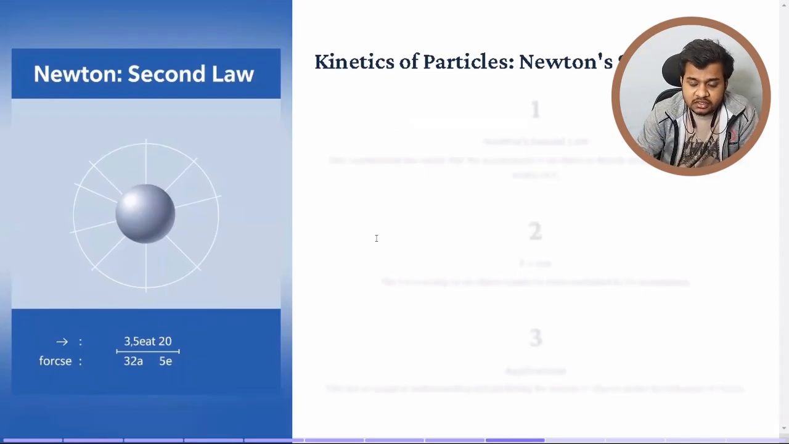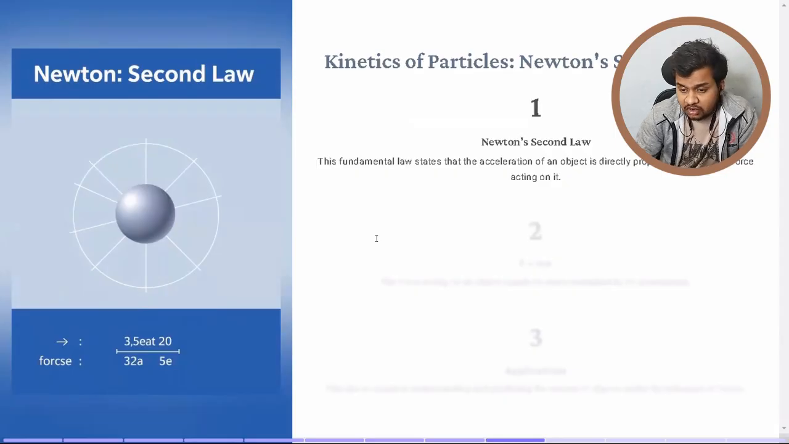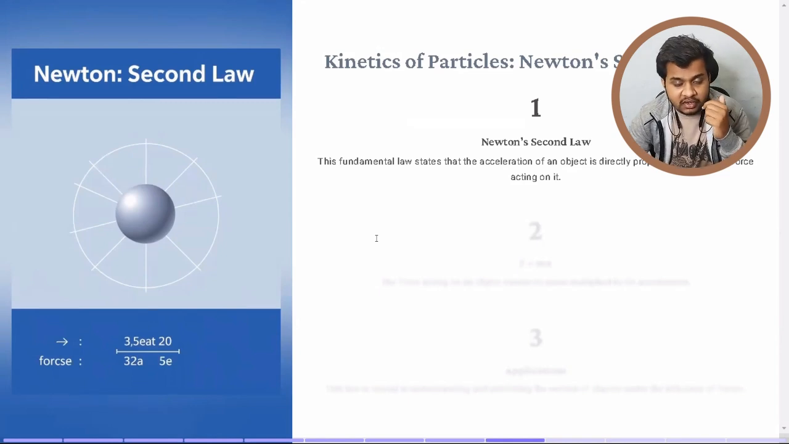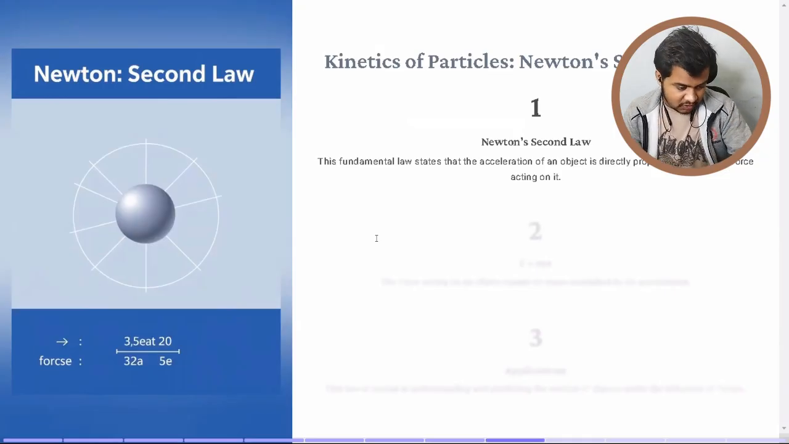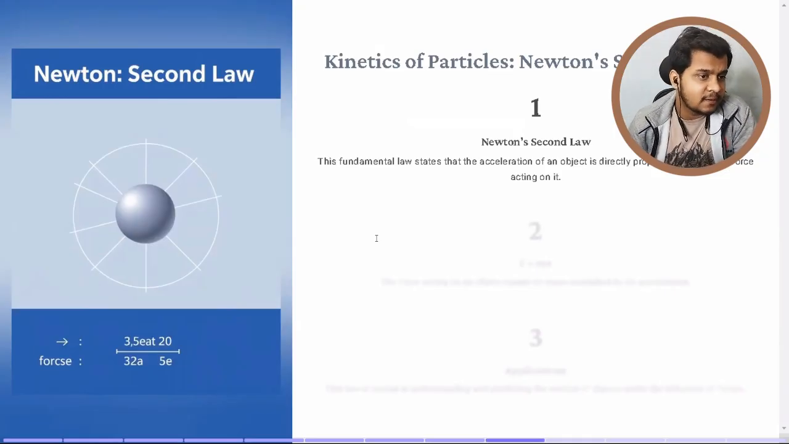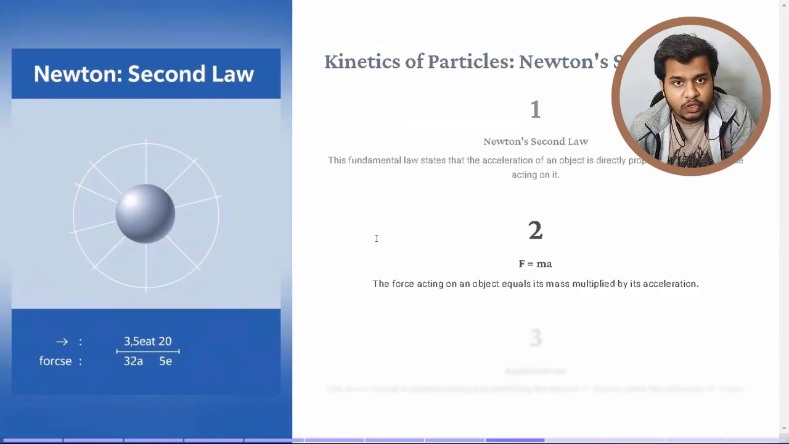Newton's second law. This fundamental law states that the acceleration of an object is directly proportional to the net force acting on it. The second law says that the acceleration of the particle is directly proportional to the net force acting on it. The law also gives the formulation of momentum, P equals mv, mass times velocity. Now, F equals ma is also the definition of force. Basically, the second law says the force acting on a body equals its mass multiplied by its acceleration.